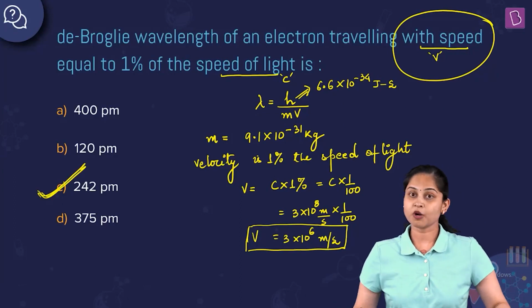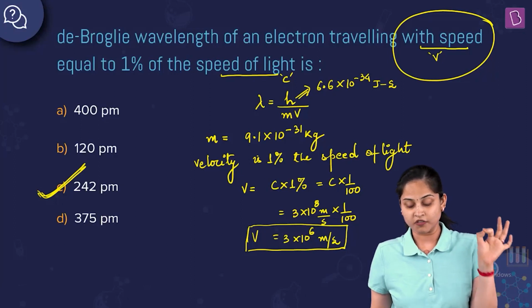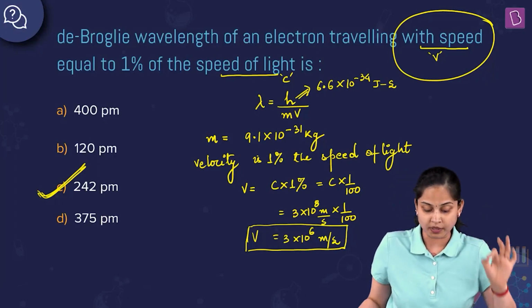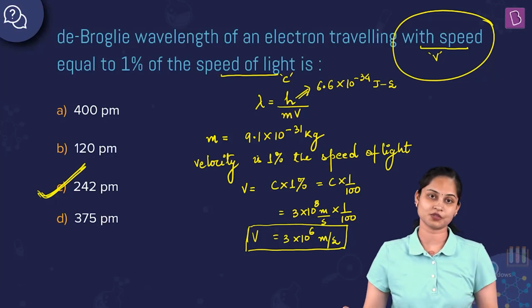So de Broglie wavelength of an electron traveling with speed equal to 1% of the speed of the light is 242 picometer. The right answer to this question.